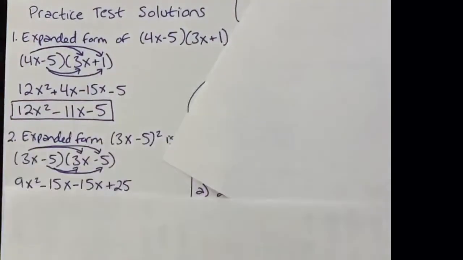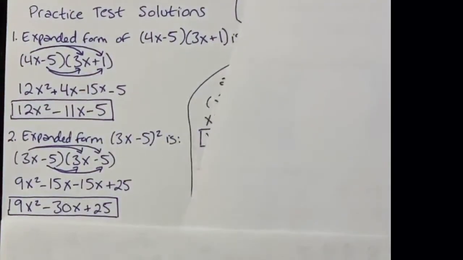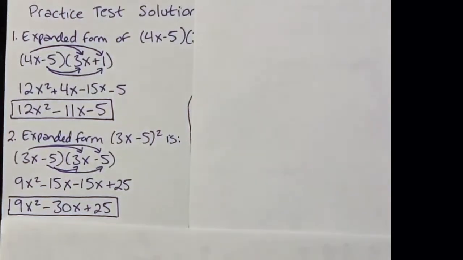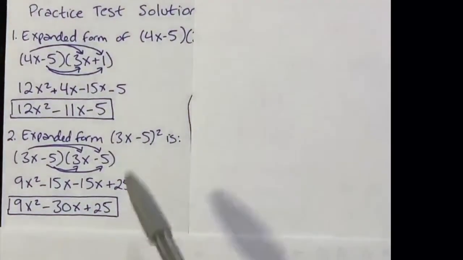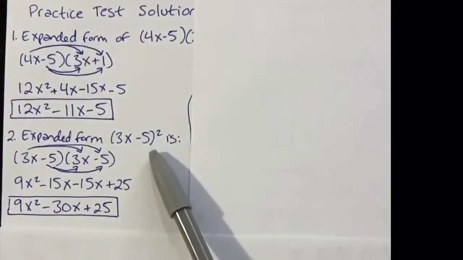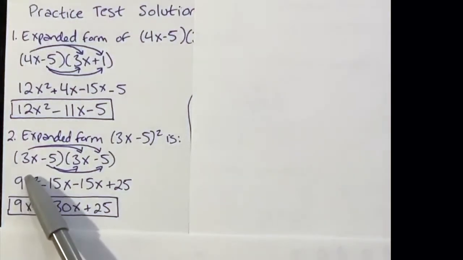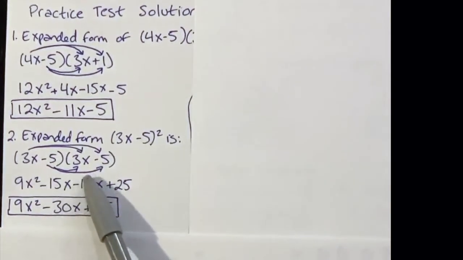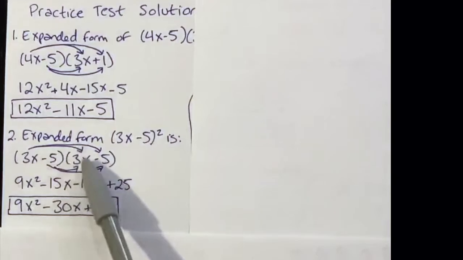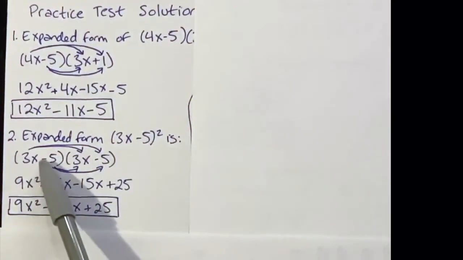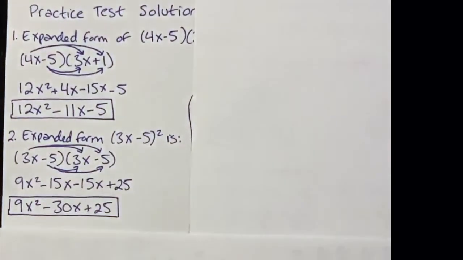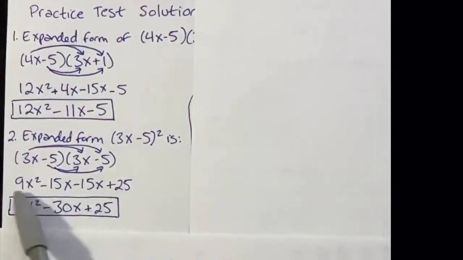Okay? Next one, we've got the expanded form of 3x minus 5 squared. So remember that when we have a bracket like this that's squared, what that means is that bracket times itself. So 3x minus 5 times 3x minus 5. Again, I use my arrows to make sure that I multiply everything in the first bracket by everything in the second bracket. All right, so once I expand that, I end up with this long line here.